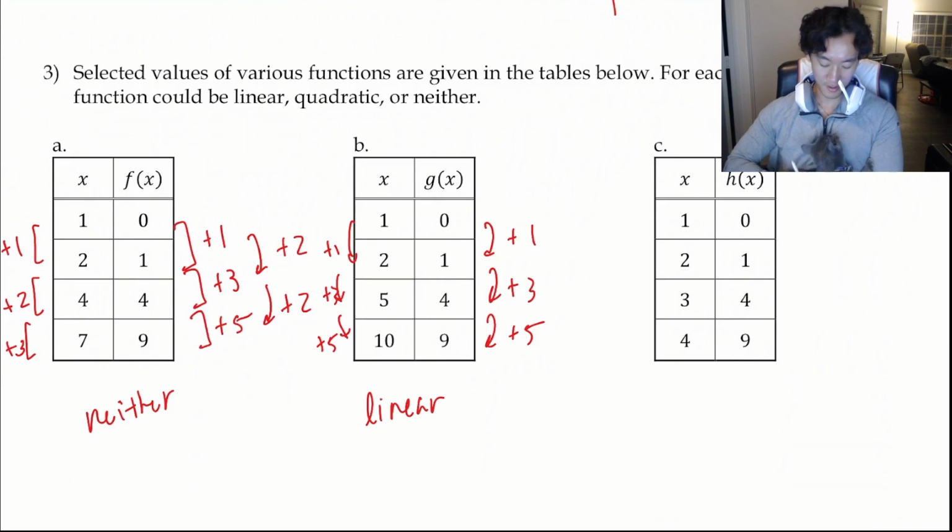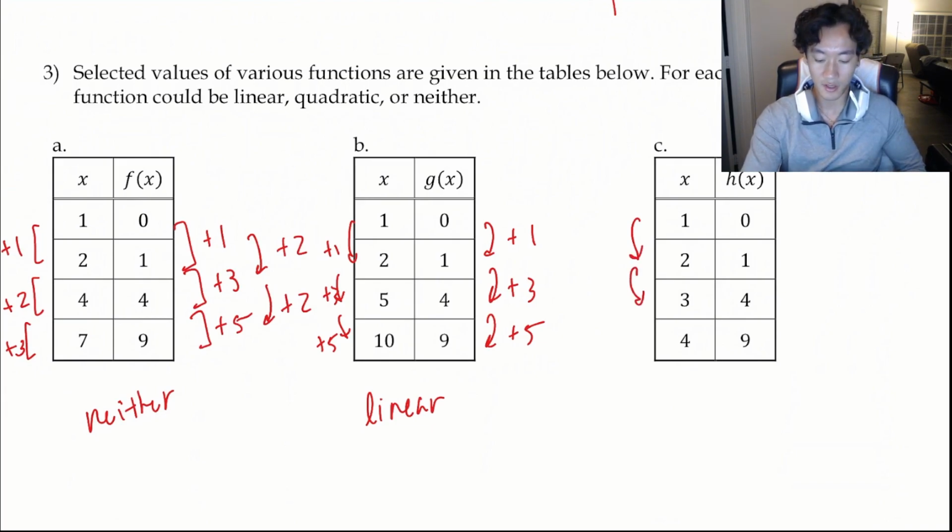Alright, so let's see. On this last table, I can already see that the first difference amongst the x values is going to be plus 1 each time.